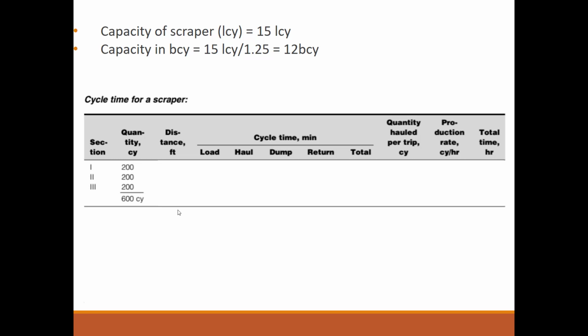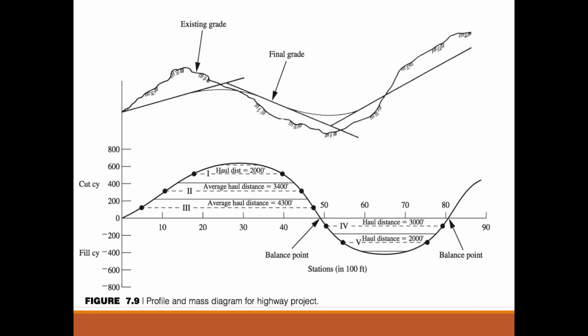Now what I need to determine is going to be figuring out the distance. Now it is no surprise. What is the distance for haul 1? This is going to be my average haul distance. Let's go up. My average haul distance is given to me as 2,000 feet for haul 1, for haul 2 is 3,400, and for haul 3 is 4,300. So I'm going to start with haul 1, and I'm going to use the 2,000 feet.